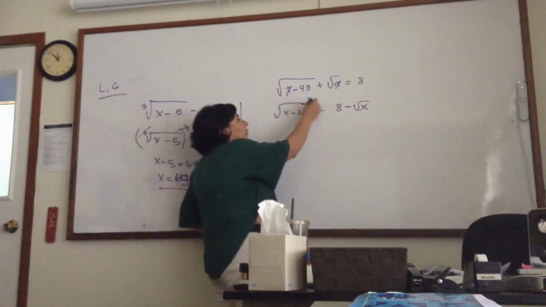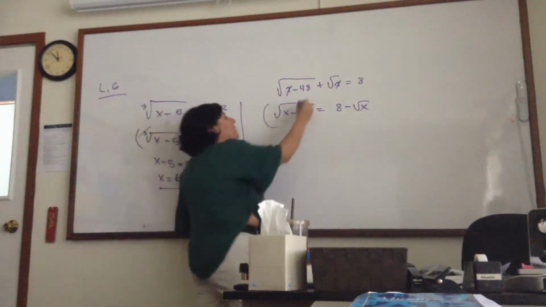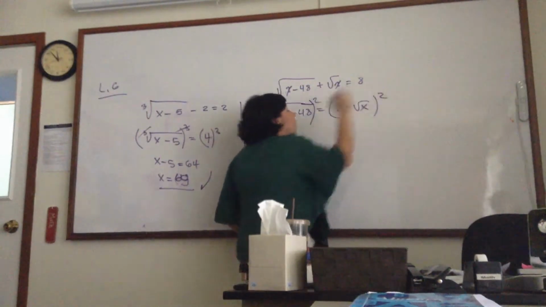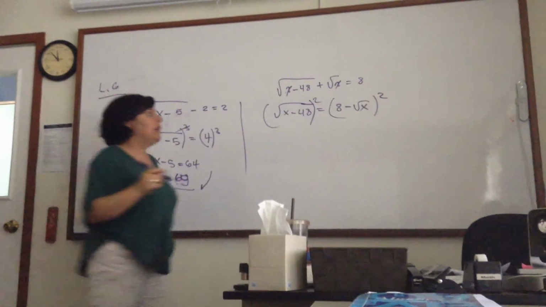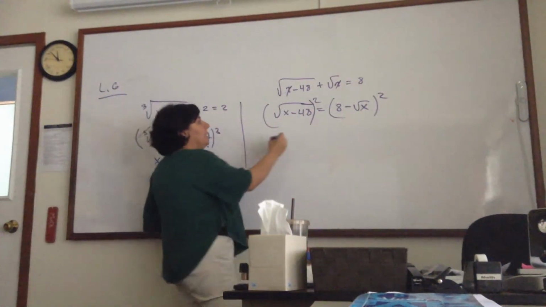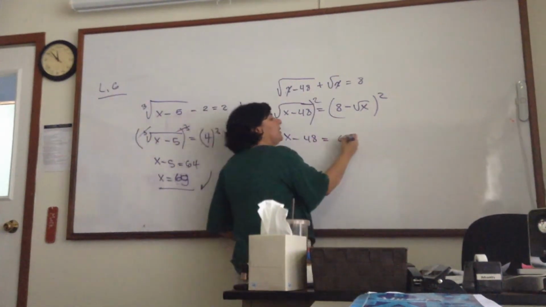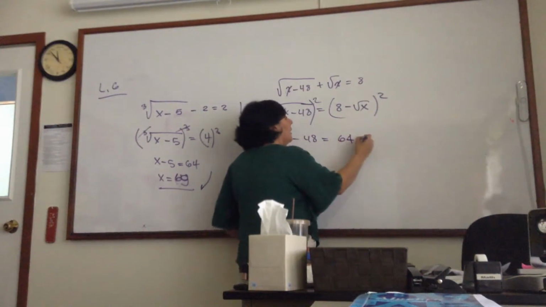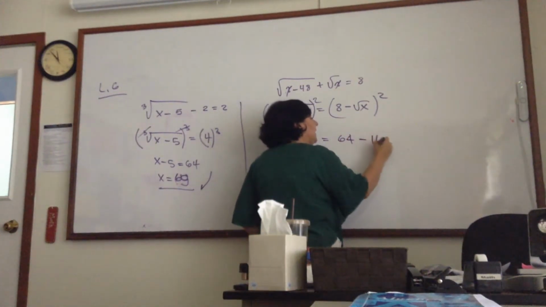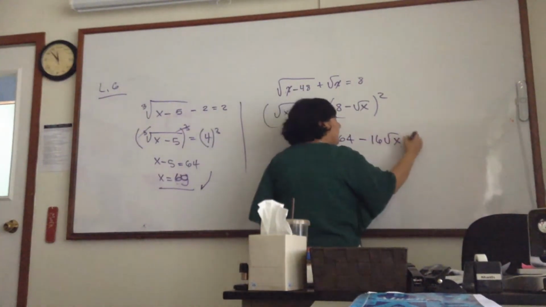Okay? So, if we do this, now we square, and here you have to be really careful. And you will understand why I didn't do it at the top. X minus 48 goes away, that's easy. Equals 64. And this is minus X. 64, minus 16 square root of x plus X.